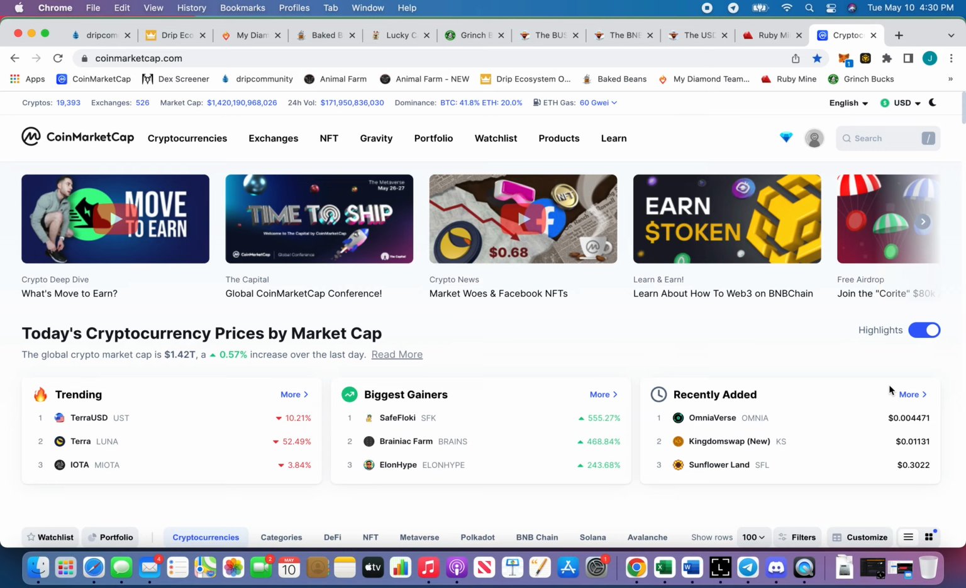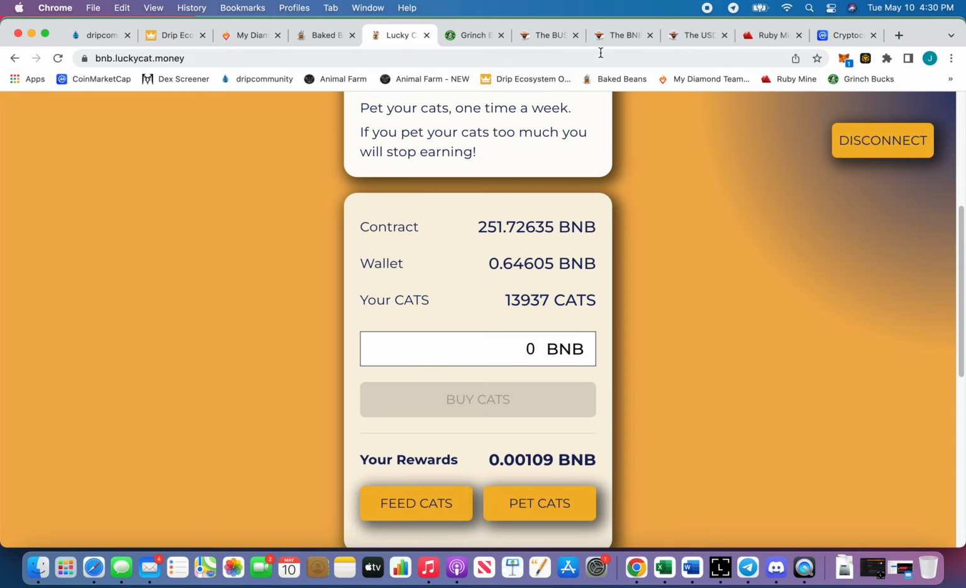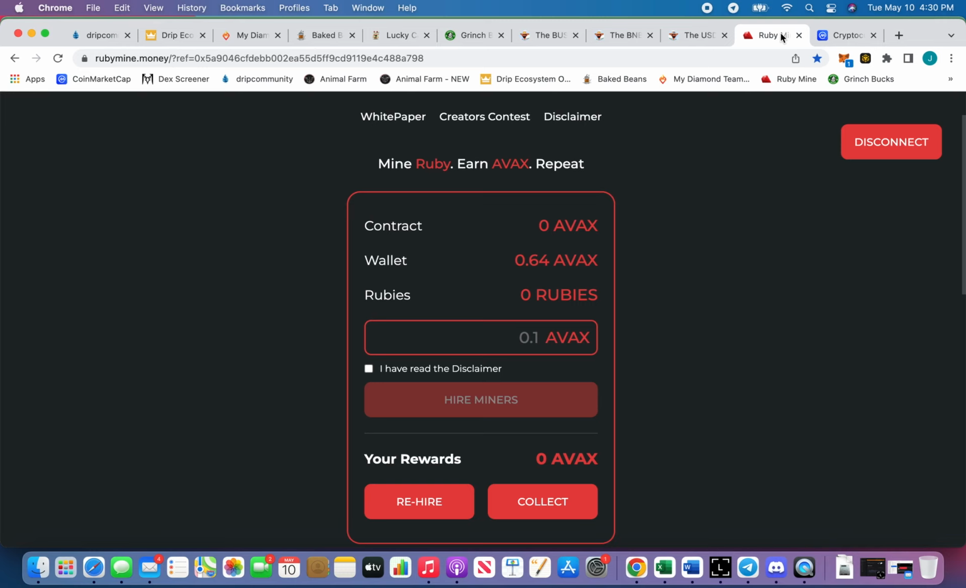I try to do a lot of stuff offline in terms of taking the profits. You guys see me take profits. I'll let you know if I had any issues taking profits. I think that's one of the questions a lot of people ask me. I'm still able to take profits out of Lucky Cat. I still was able to take profits out of Ruby today as well. So no issues anywhere.